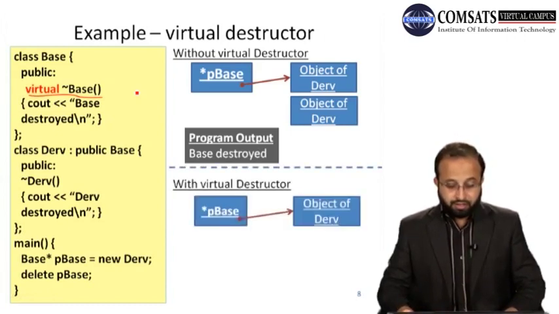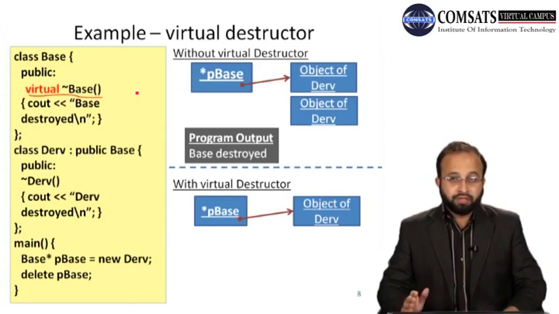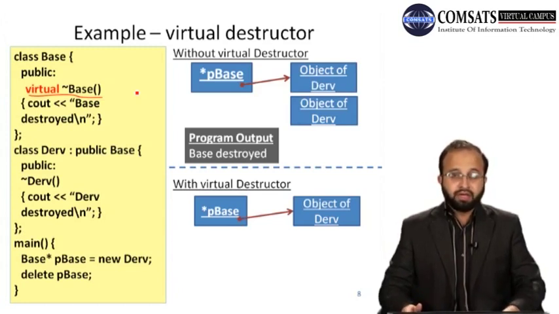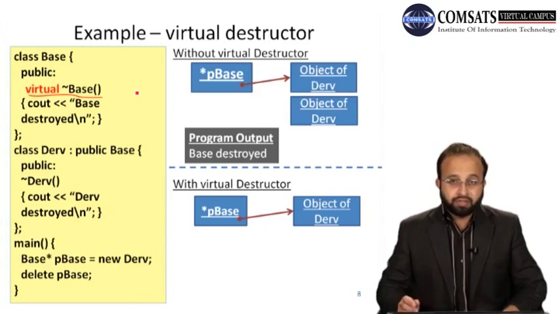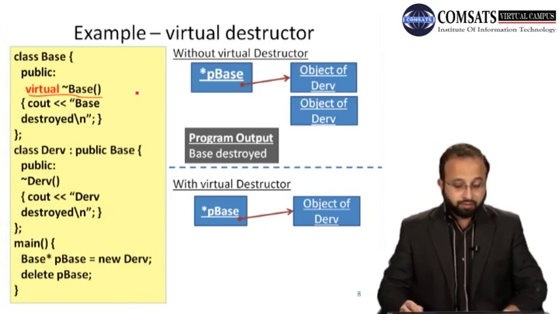So with a virtual destructor, if we have this kind of situation and we execute delete p base, it will look at the type of the object that the p base pointer is pointing to. So p base pointer के पास जो address है, उस address पे जाके देख लिया कि किस type का object मौजूद है. If the type of the object is DERV, then it will first execute the destructor of DERV. So सबसे पहले आपके पास DERV के destructor execute होगा, तो message print हो जाएगा DERV destroyed.